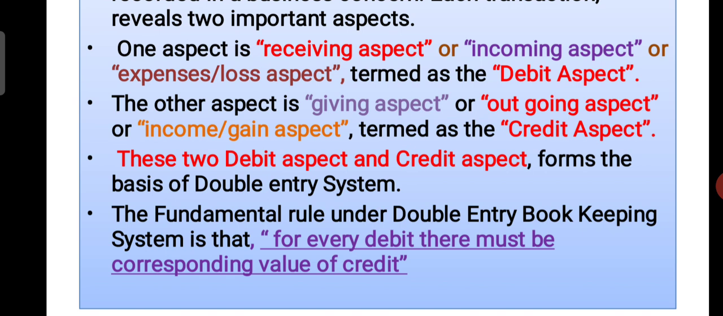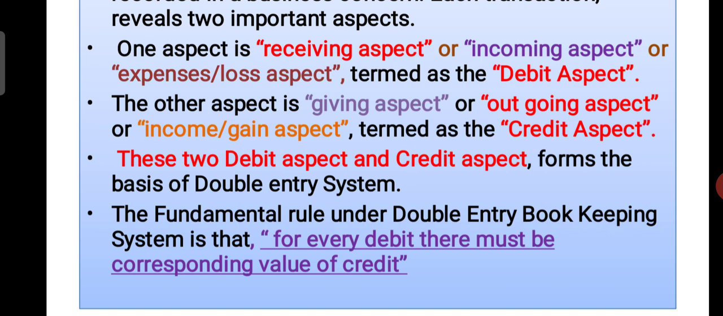Okay, and the incoming aspect. If you purchase anything from the market, as a business person or as a business organization, if you purchase anything from any organization, that is something coming to your business, so that is called incoming aspect or expenses or losses.